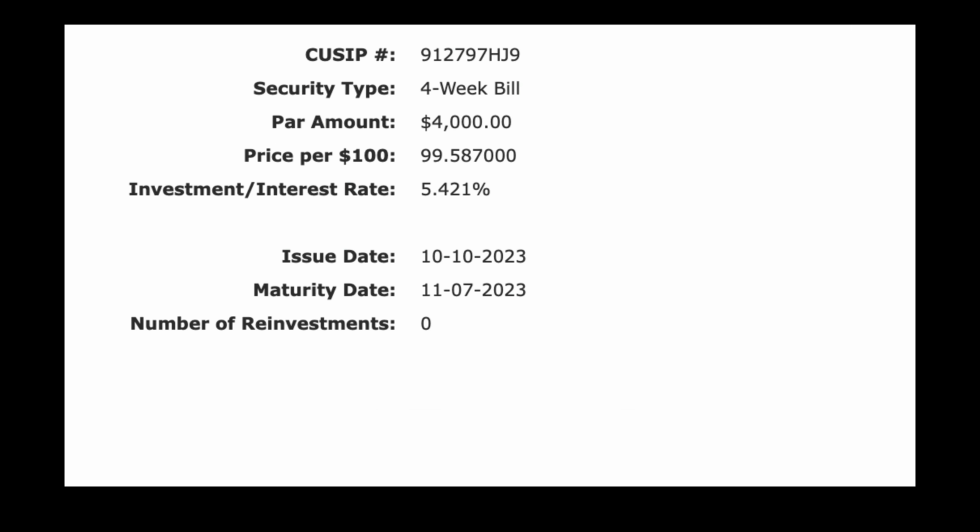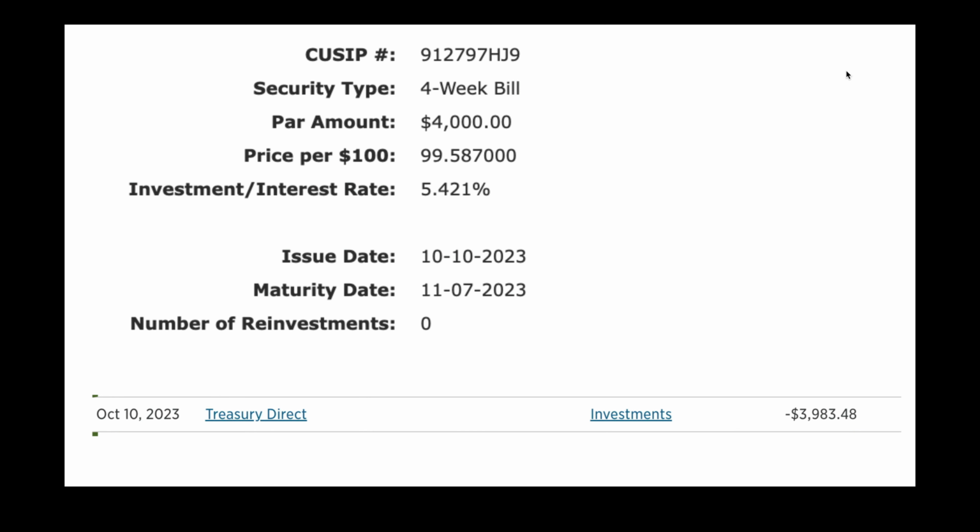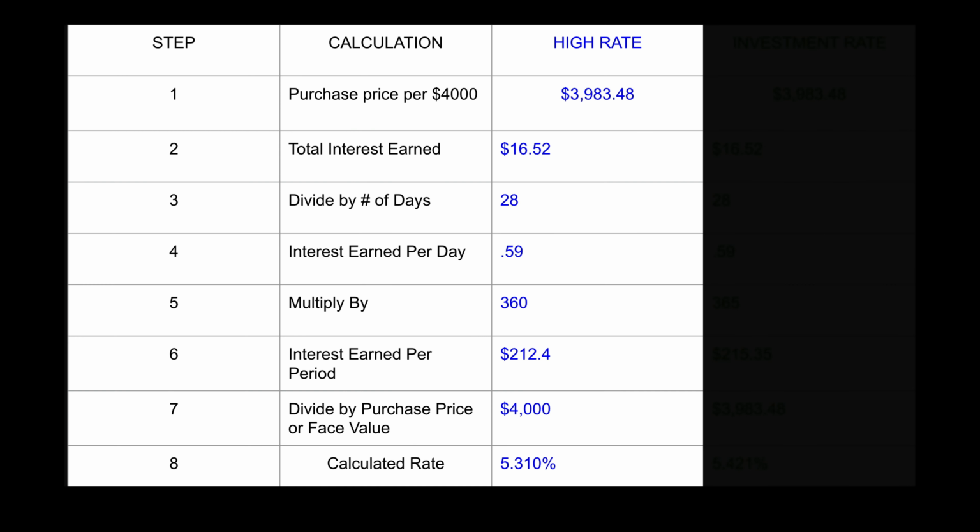So in order to run our example that I'm going to be showing you today, we're going to be using a treasury bill purchase that I made back in the beginning of October for $4,000. One thing that's important to note, however, and something that many of you probably already know about treasury bills, is that I didn't actually pay the full $4,000. Instead, as you can see from my bank statement, I paid $3,983. So let's go ahead and work through these rates, starting with the high rate.